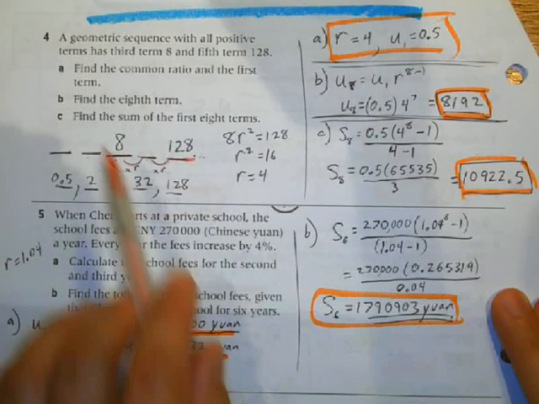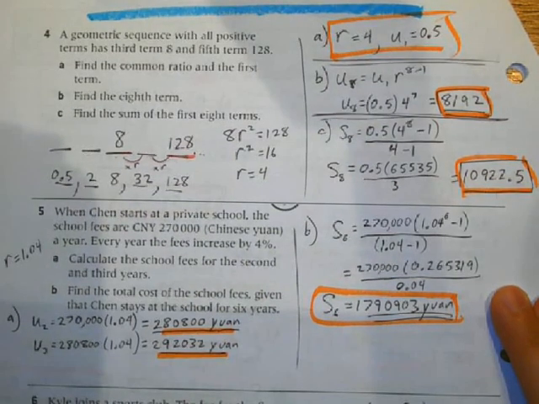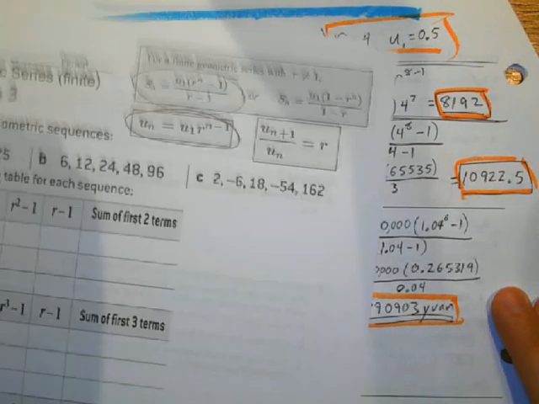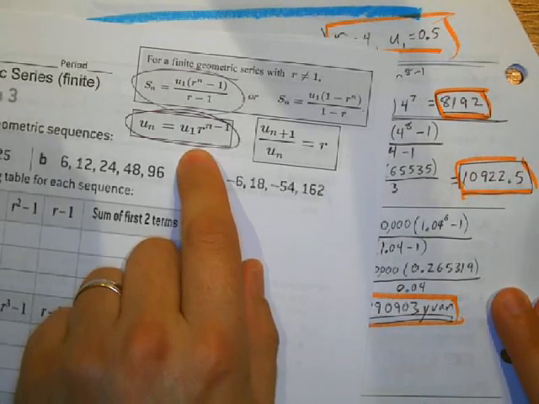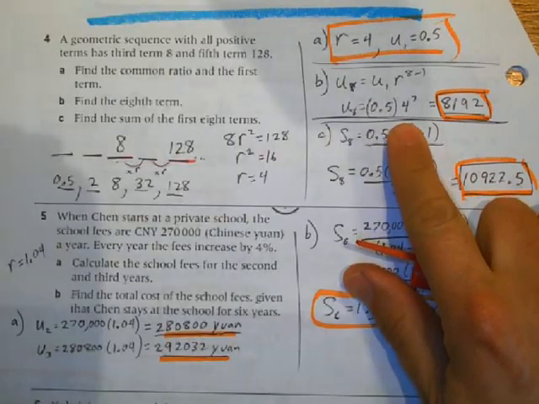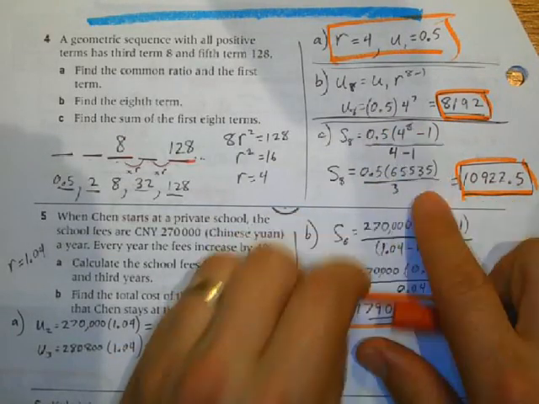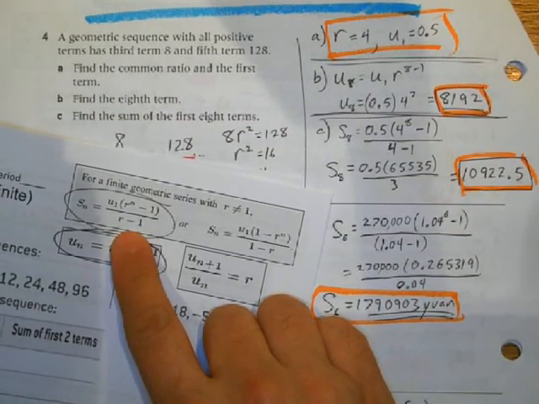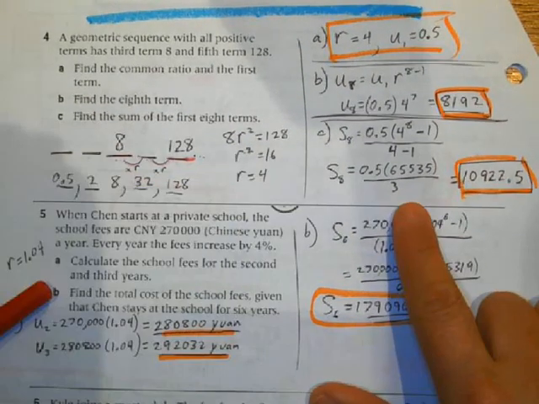Okay, question B says find the 8th term. So I'm using this formula right here to find the 8th term. And then I'm using this formula here to find the sum of the first 8 terms.